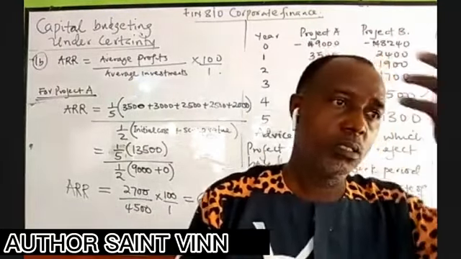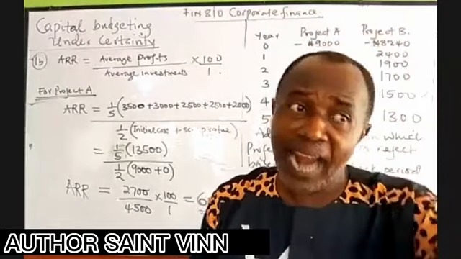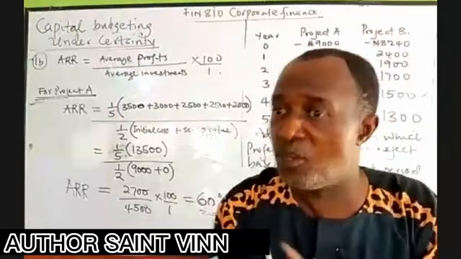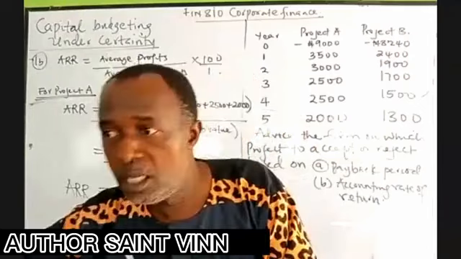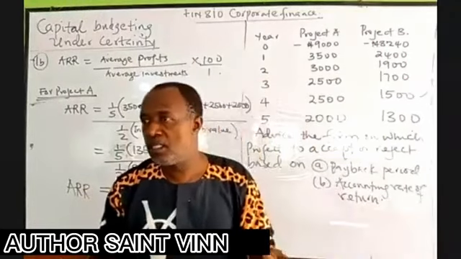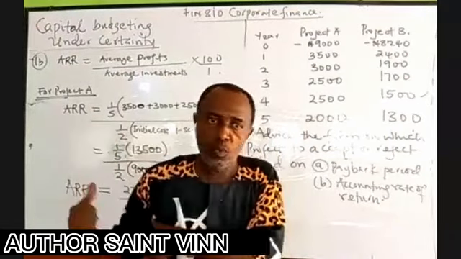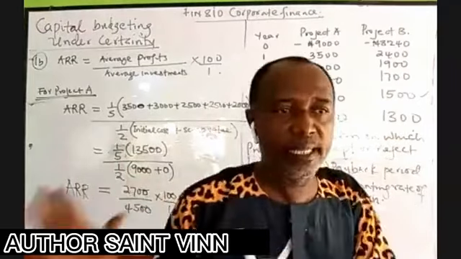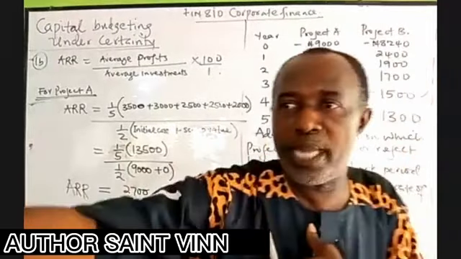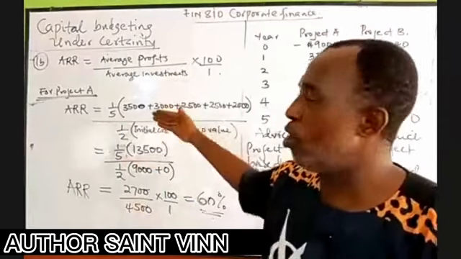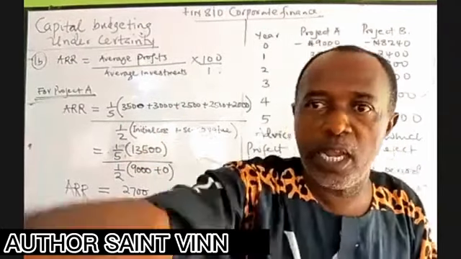Okay. That is ranking: rank A, rank B, and you rank that using NPV. So that type is different from what we're doing here. This is certainty, and we're not doing that one for now. We're just trying to understand each of these.